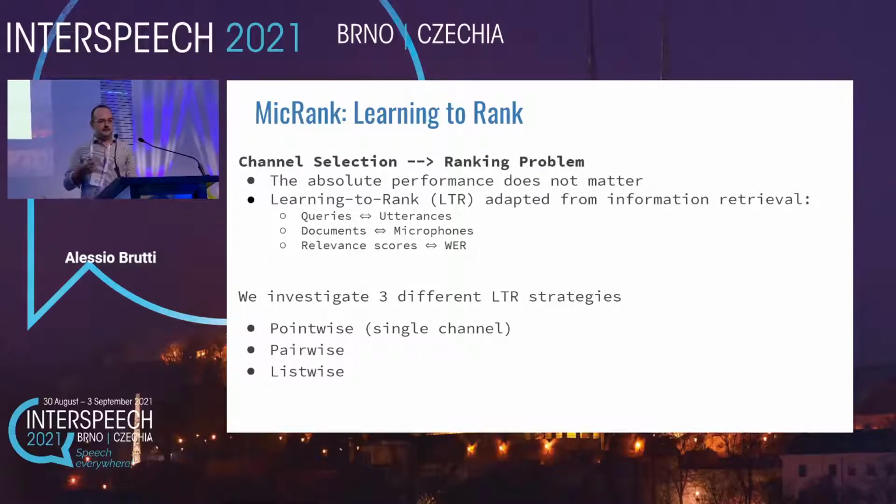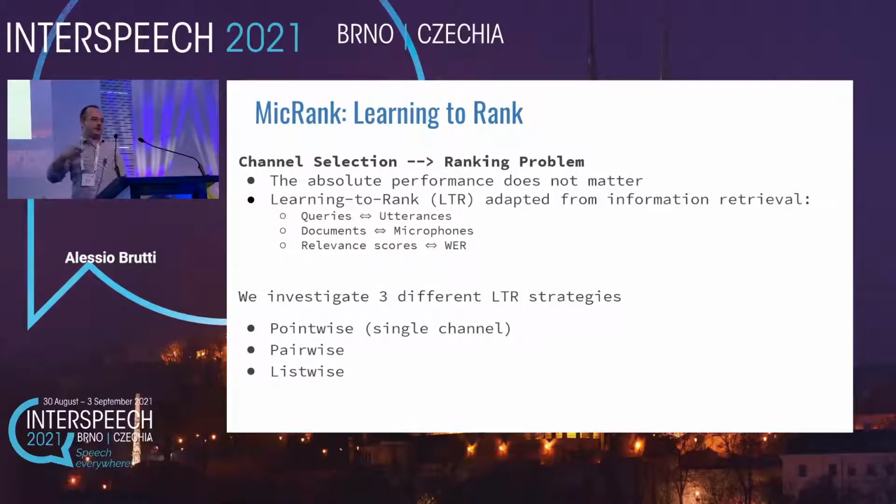So in information retrieval, there is this well-established framework, learning to rank, introduced decades ago already. What we wanted to do was take this framework and port it to our speech processing domain. Basically the mapping is: the queries are our utterances, the documents retrieved by the queries are our channels, and the relevance scores used to rank the documents are the word error rate, or actually a metric related to the word error rate.